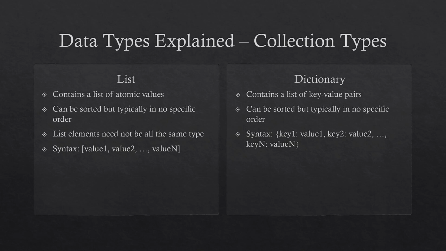Now we're going to switch over to dictionaries. This contains a list of key value pairs. Each element comprises a key, which has a particular name, and then that key is assigned a value. Keys and values can be any data type. Keys must be unique. They don't have to be in order, but they do have to be unique. Values, on the other hand, follow the same rules as list elements. They don't have to be unique, they don't have to be ordered, they don't even have to be all the same type.